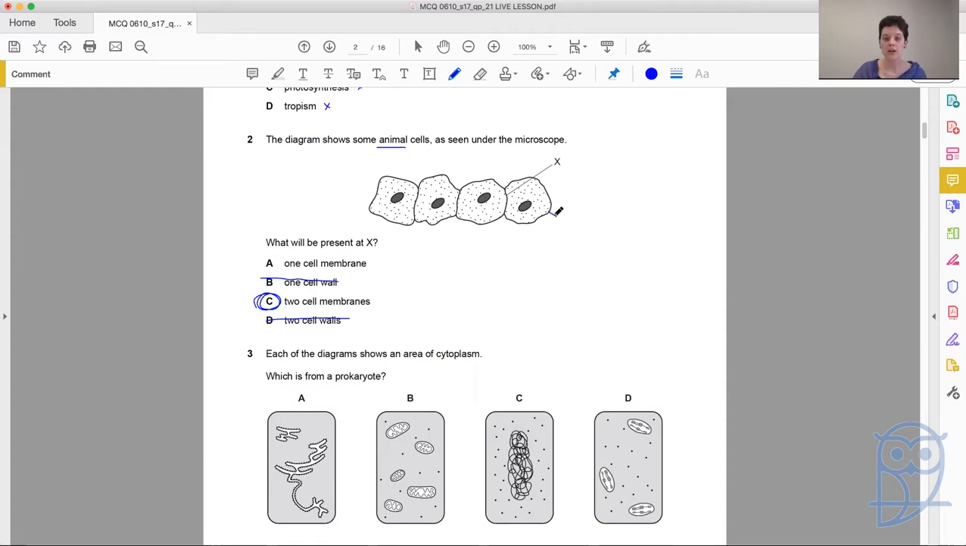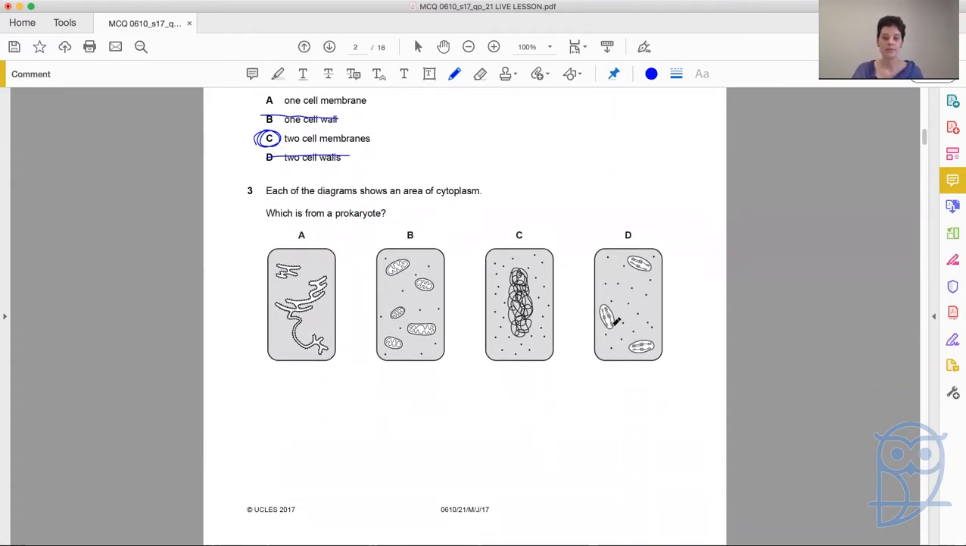If we had a line over here, let's say this is Y. At Y, there is only one cell membrane, because we're on the edge of only one cell. But because X is between two cells, we have two cell membranes.